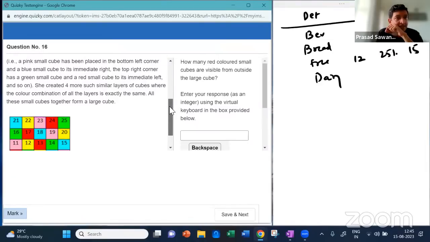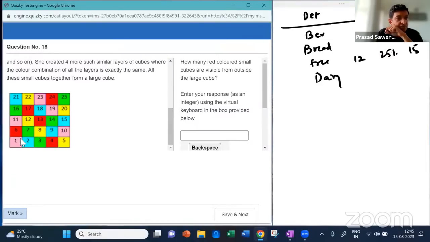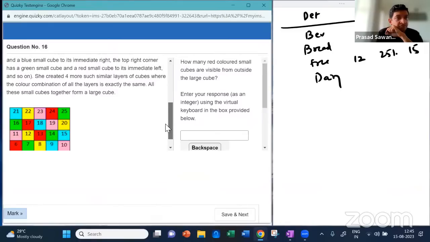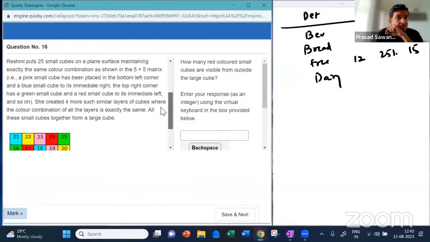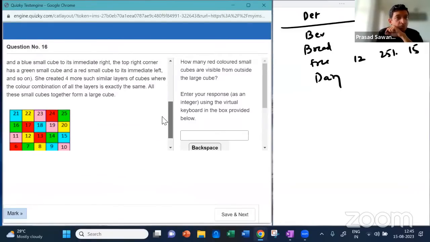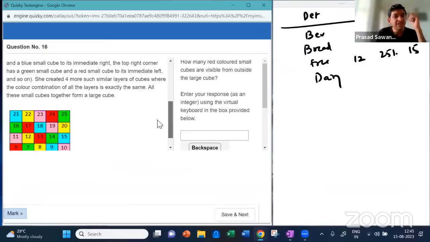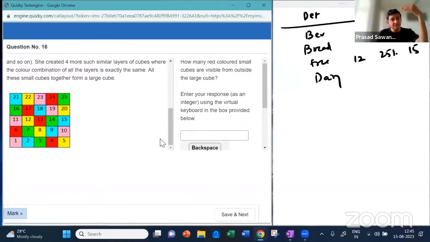Pink small cube has been placed in the bottom left corner. Okay, fair enough. And a blue small cube to its immediate right. Yeah, fair enough. 2 दिख रहा है. Top right corner is a green small cube 25 and a red small cube to its immediate left. Fair enough. She created 4 more such layers of cubes, so the color combination of all layers is exactly the same. Okay, so I think this is one, and there is another, there is another, there is another. There is a stack of these 5 layers that are there. Okay, understood. So question क्या है?